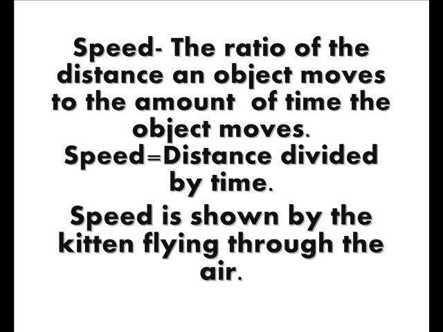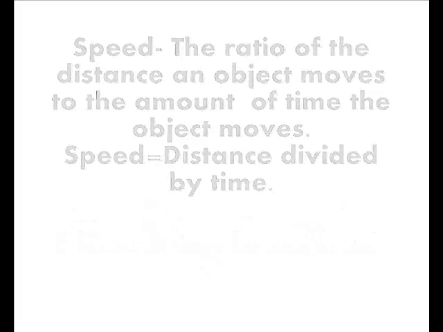Speed, the ratio of the distance an object moves to the amount of time the object moves. The equation for speed is distance divided by time. Speed is demonstrated by the kitten flying through the air.